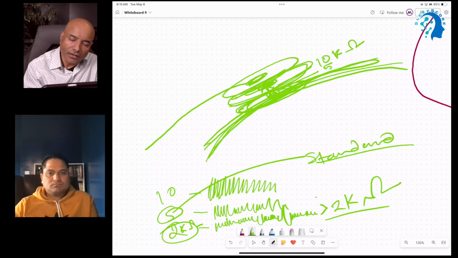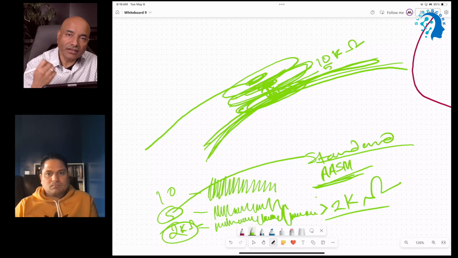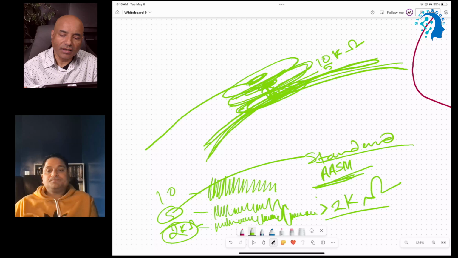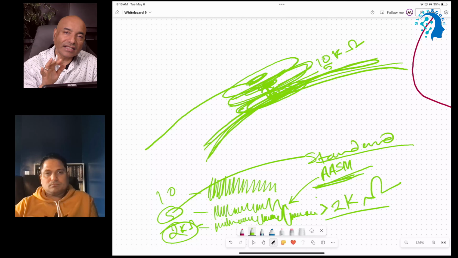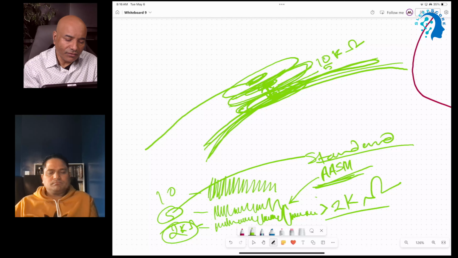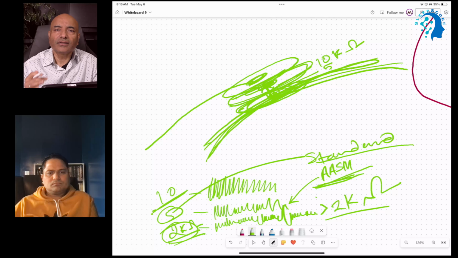That means AASM is the organization that makes the rules for the sleep study, polysomnography. They say 5 kilo ohm is a standard. If you get less than 5 kilo ohm, you are good. If you get less than 2 kilo ohm, you are the best. If you get less than 10, it is okay, but not acceptable.